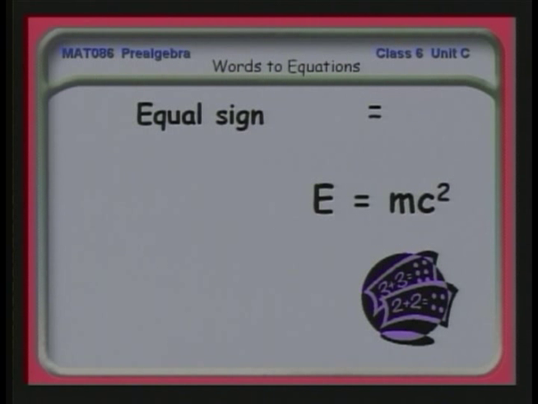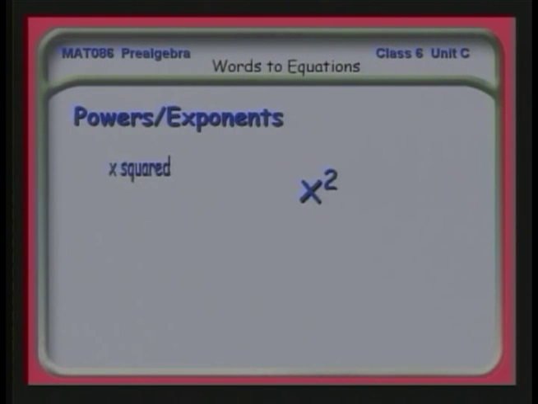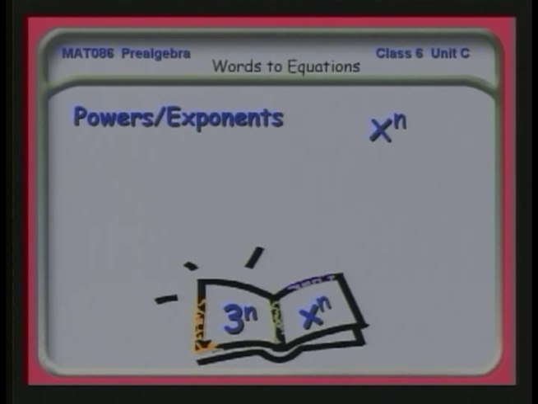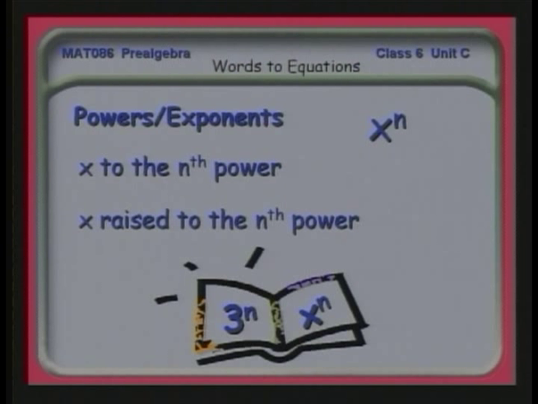The equal sign, that also translates to and from language. Equals, of course, is the most direct way, is the same as, and just the plain old is, all indicate that you should have an equal sign. Powers and exponents, x squared, the square of x, x cubed, the cube of x. Going in the other direction, suppose we have higher powers, x to the nth power, where n could be 5 or 6. So I could say x to the 6th power, or x raised to the 6th power.